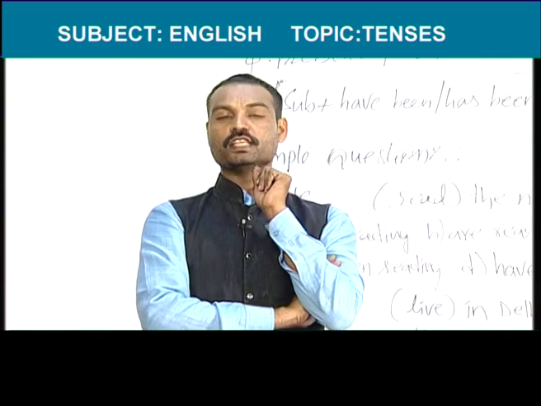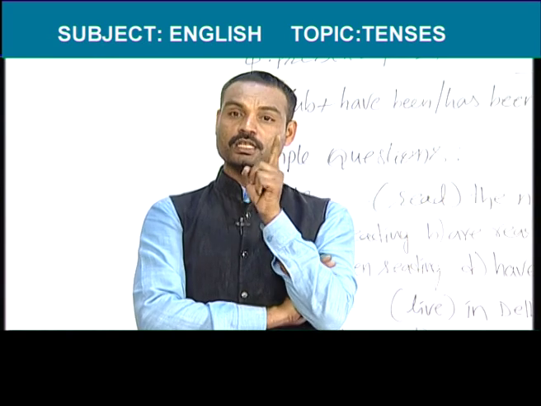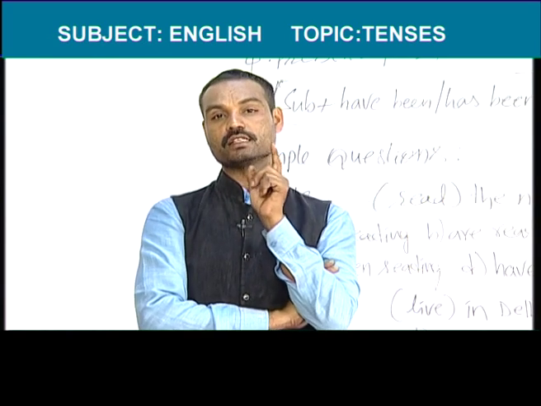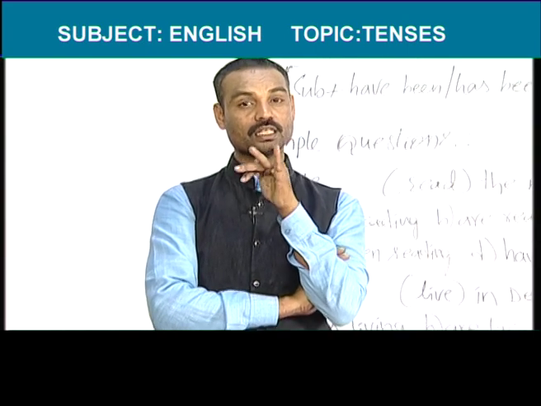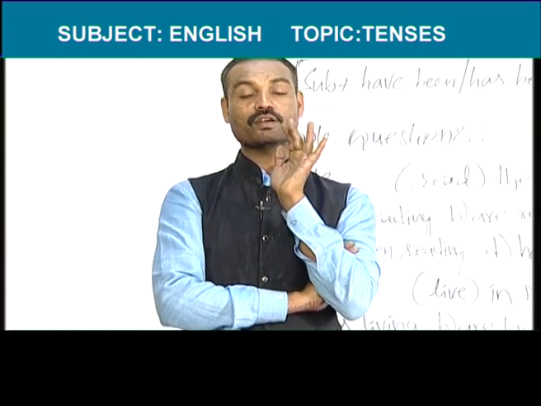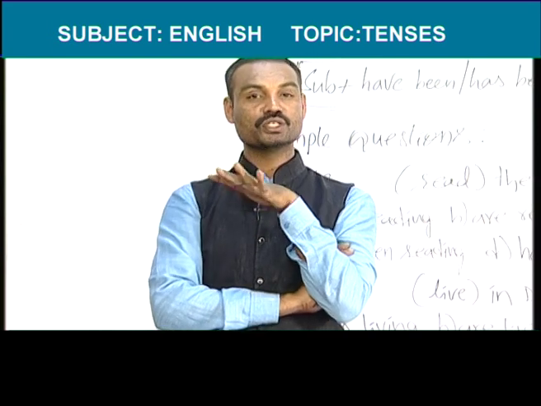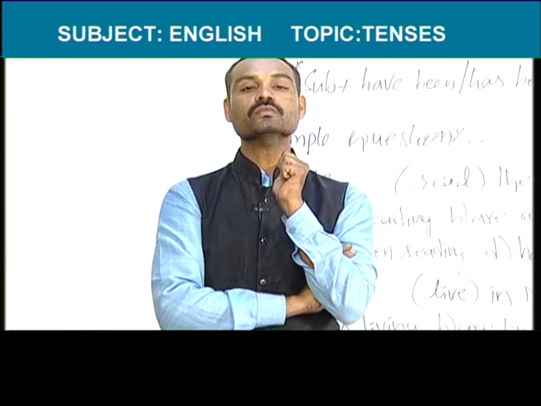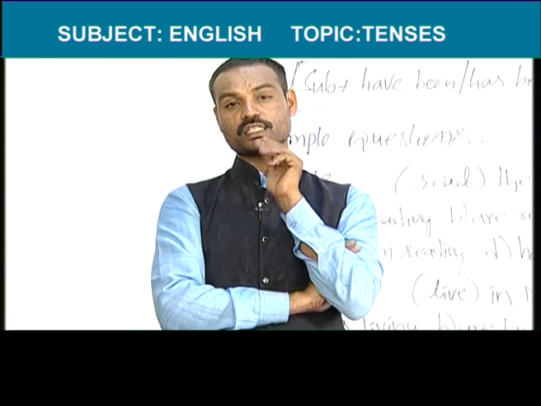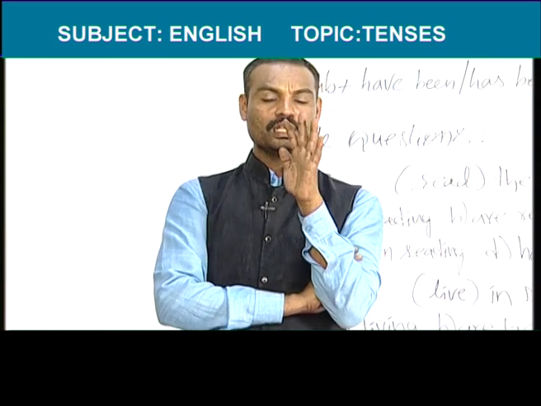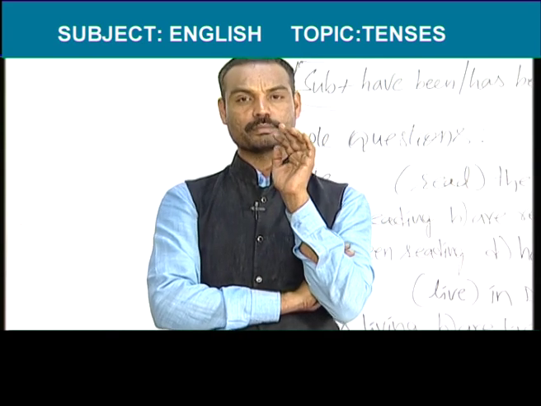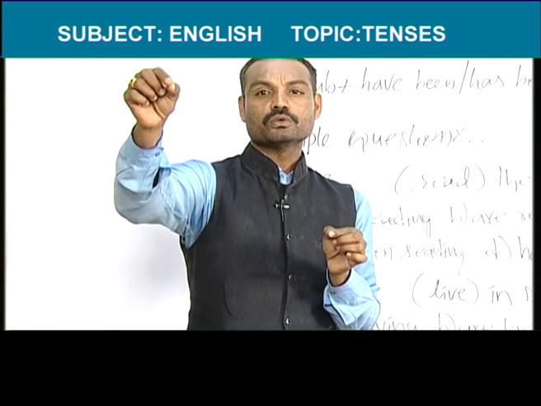Okay, friends. In simple past, there is only one helping verb, that is did. Only one helping verb, that is did. In negative, interrogative and negative interrogative sentences only we should use did. So I have already told you that in every tense there will be 4 types of sentences: positive, negative, interrogative and negative interrogative.